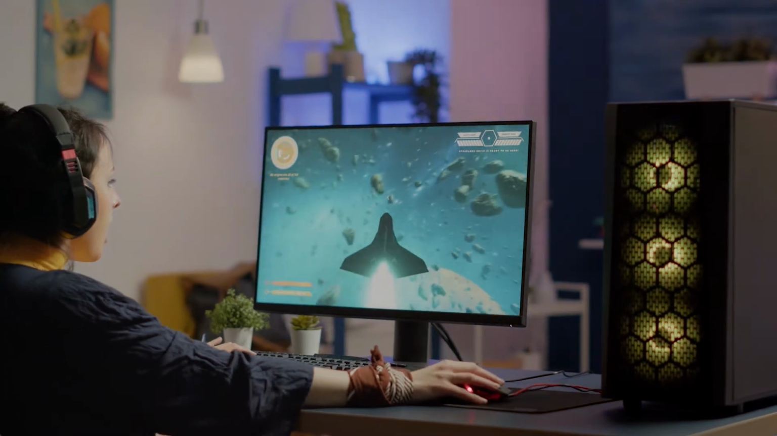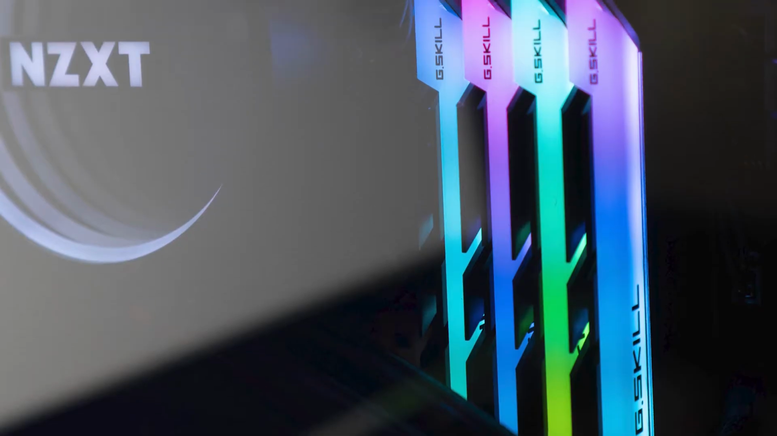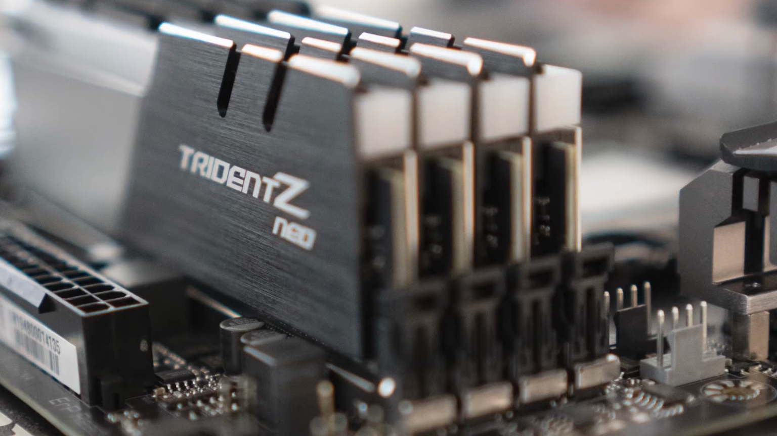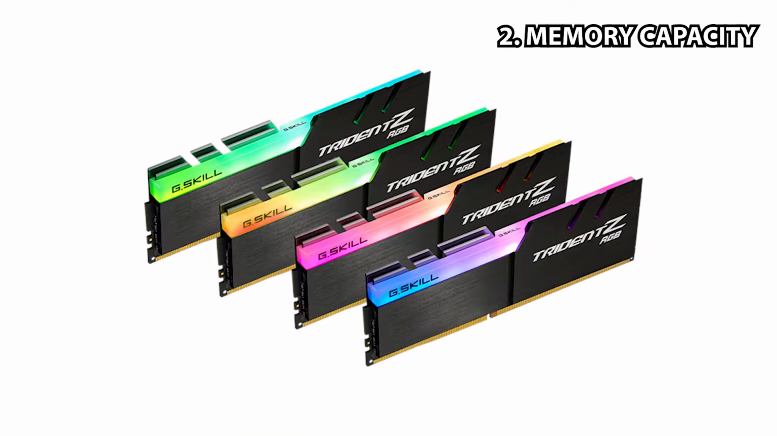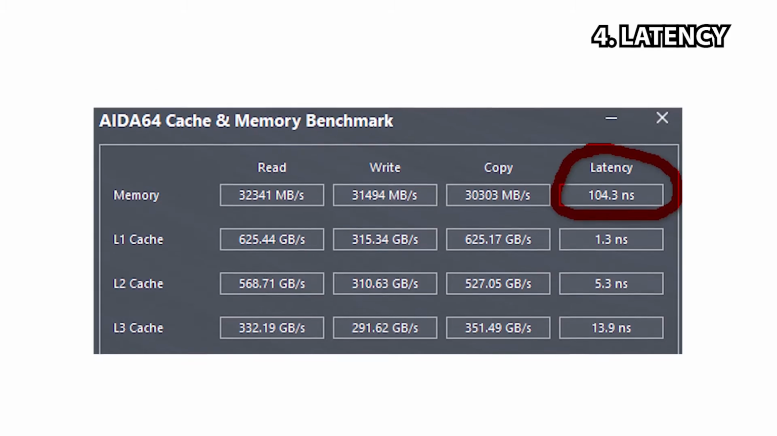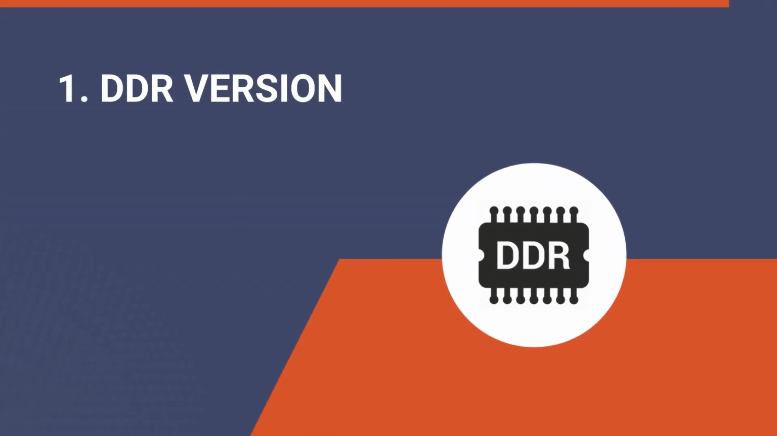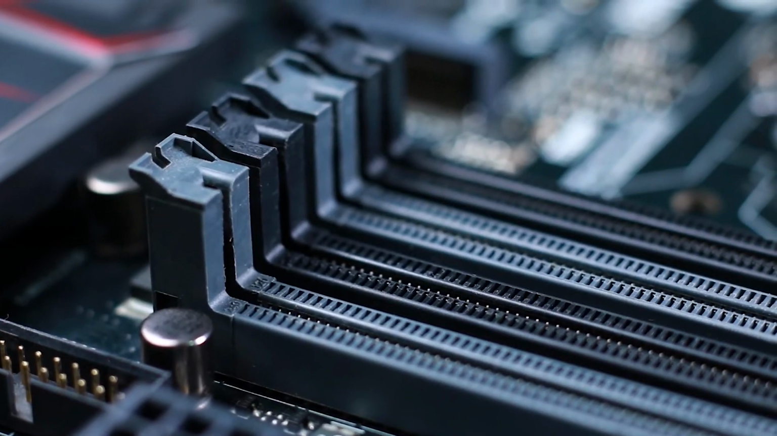So let's get to know about the terminologies which are stated in the RAM spec sheet. There are only 5 things to consider for selecting and purchasing the right RAM. And these factors are DDR version, memory capacity, clock speeds, latency, and types of heatsink. So let's start with the DDR version.